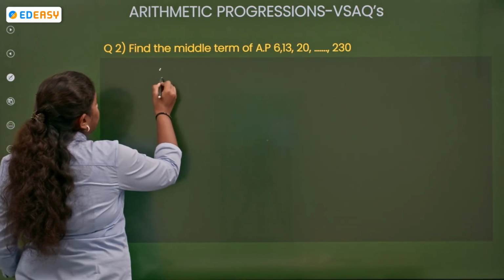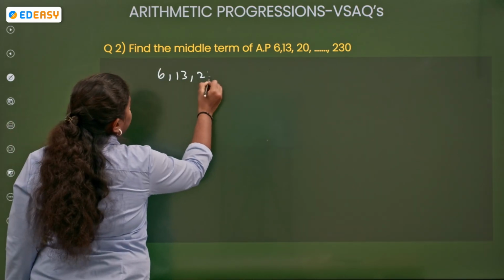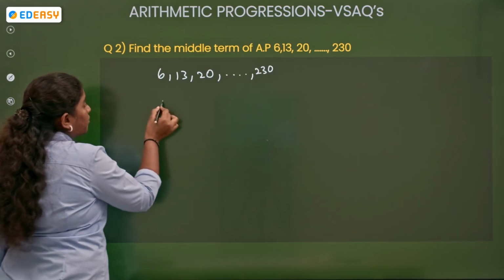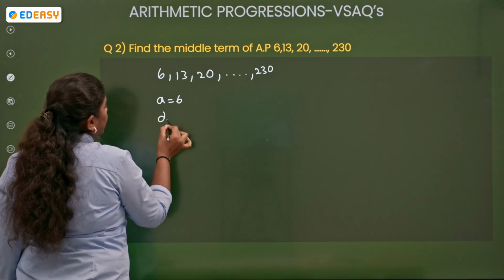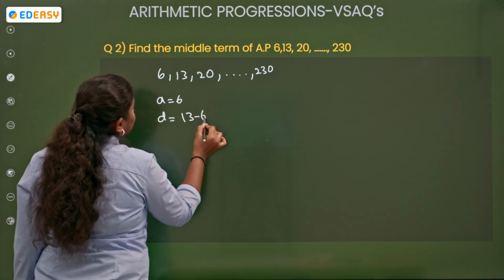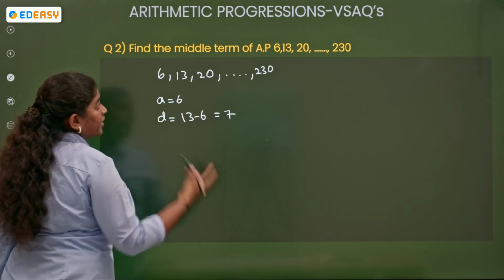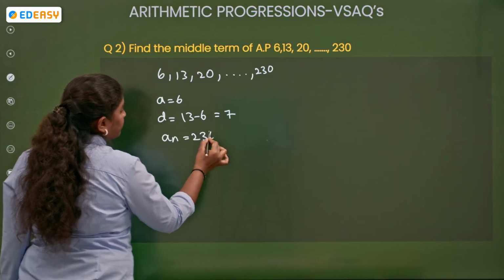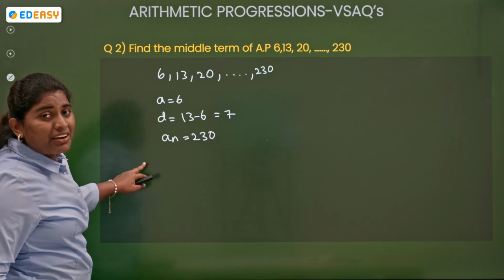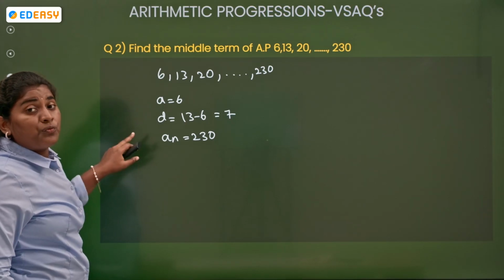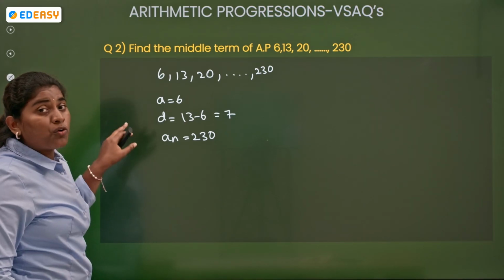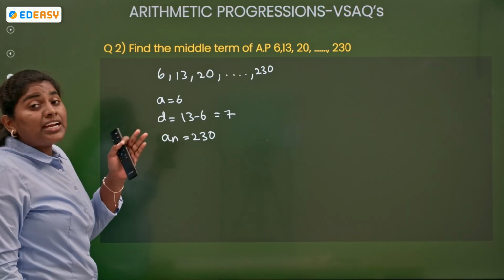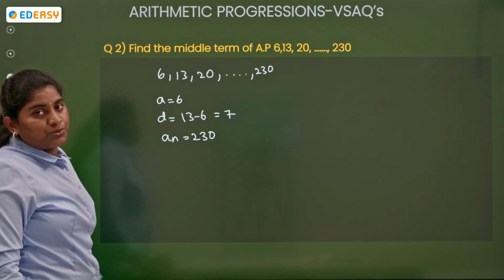Coming to here, they gave the AP as 6, 13, 20, and so on to 230. Now what is the a value? The a value is 6 and the common difference will be 13 minus 6, which is 7. And they gave the last term, that means they gave an equals 230. From this we can find the n value, right? Why do we need the n value? Because we need to find how many terms we have. Then only can we identify which is the middle value. Clear?